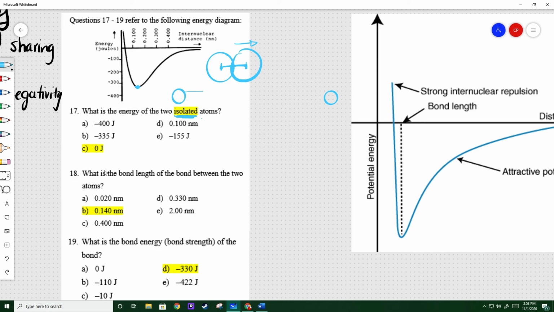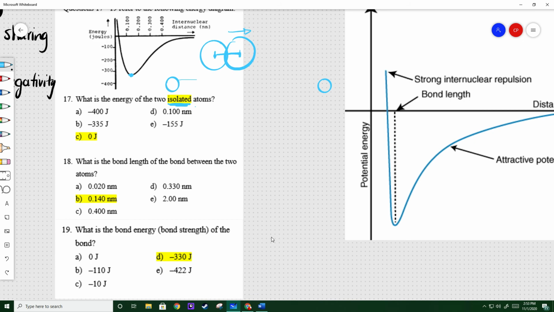For number 18, it says, what is the bond length of the bond between the 2 atoms? So if you see here, this is our stable bond right here. And if we just go up to the length, you can see it's probably 0.14. These don't make sense because it's not less than 1, or 0.1. It's not greater than 2 nanometers. 2 nanometers is not even here. 0.3 would be all the way over here, and it's not that. 0.4 over here. So B would be the correct answer.